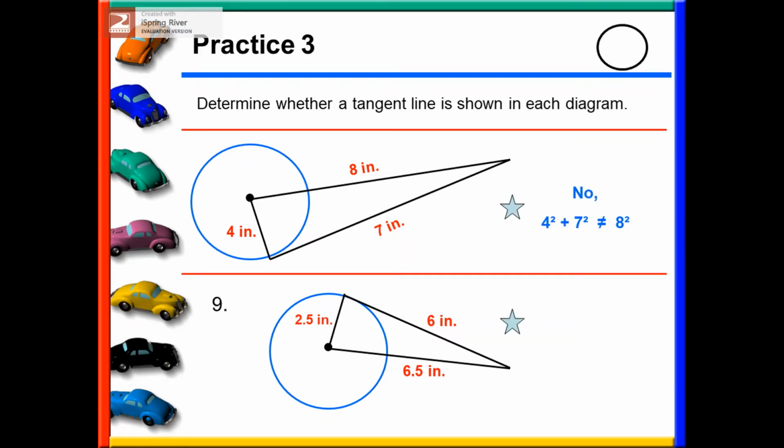Okay, from the first figure, the answer is no. Why? 4 squared plus 7 squared is not equal to the square of the longest side. How about the second figure? The answer is yes, because 2.5 squared plus 6 squared is equal to 6.5 squared.